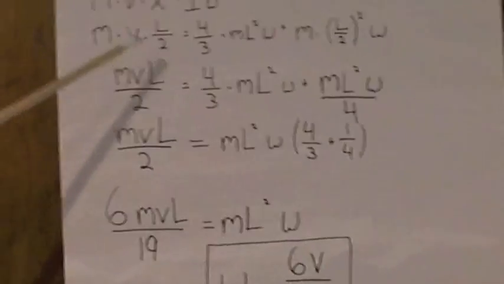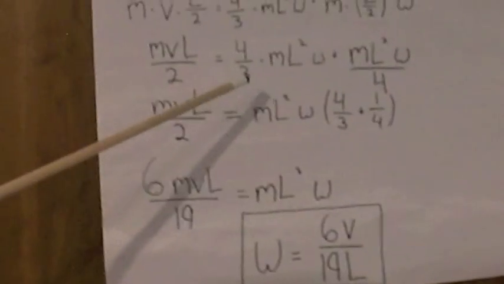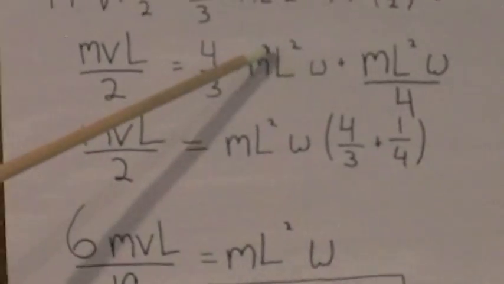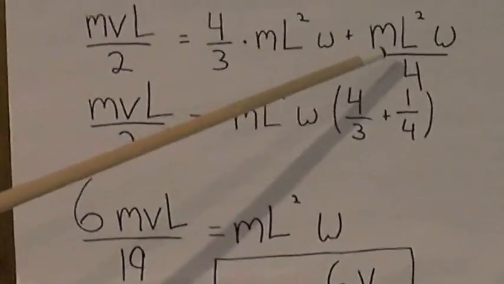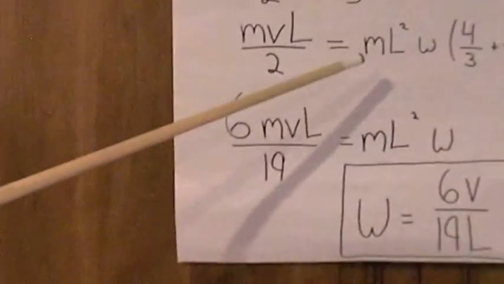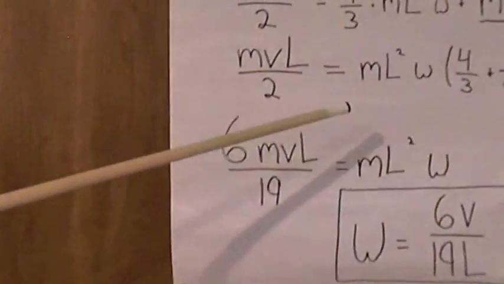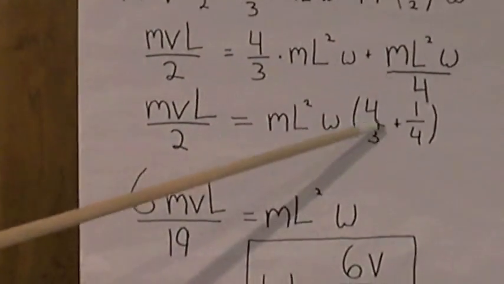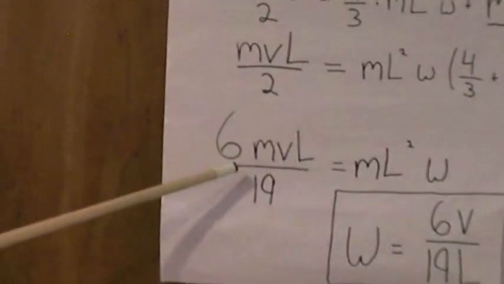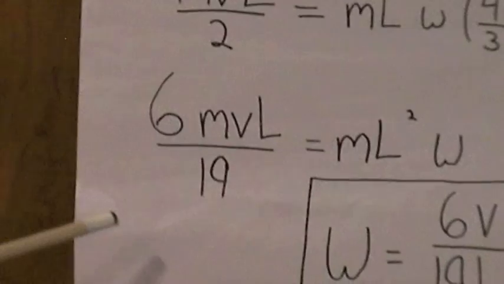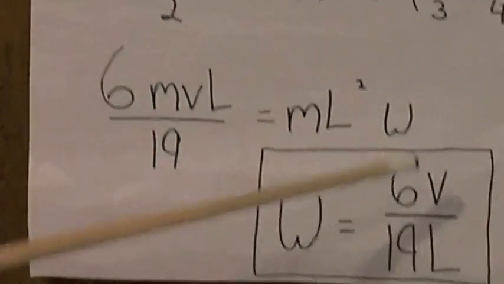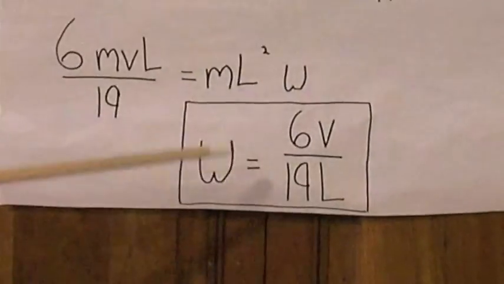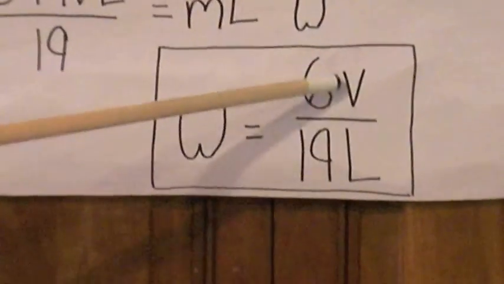So we took mvL over 2 equals 4/3 times the mass L squared omega plus mL squared omega over 4. This simplifies down to the mass times length squared omega times the quantity of 4/3 plus 1/4, which simplifies further to 6 times mass velocity length over 19 is equal to the mass length squared omega. Then you solve for omega by dividing by mass times length squared, and you get omega is equal to 6 times the velocity over 19.